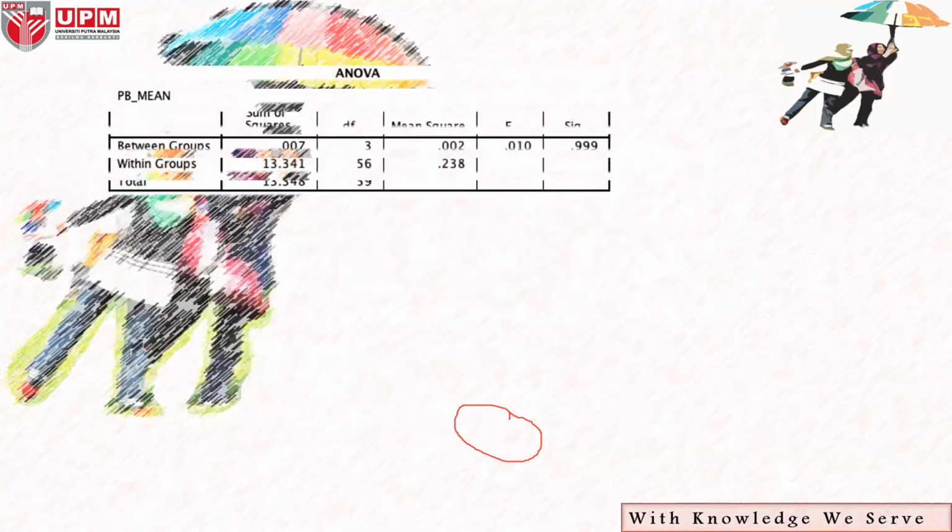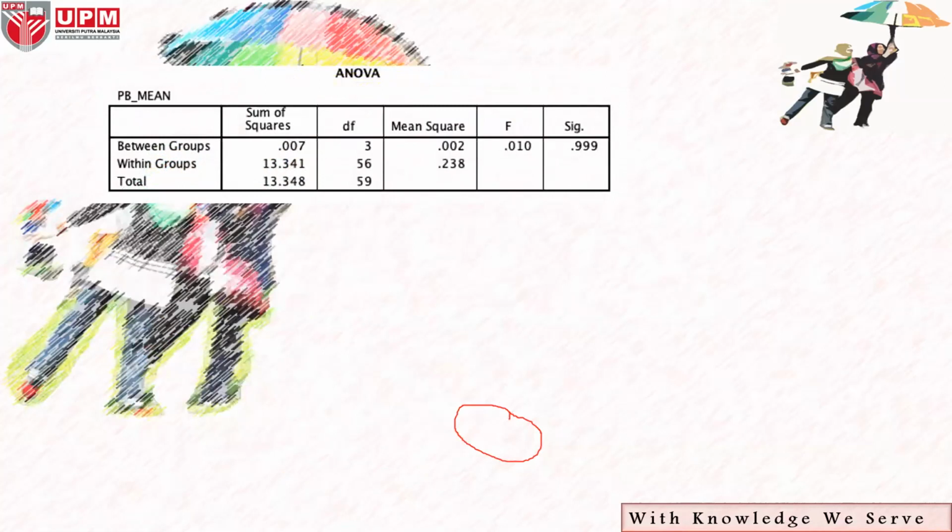Okay. Next one, ANOVA table. What are we interested in, the between group finding or within group? We are interested in comparing the between group. Between group.